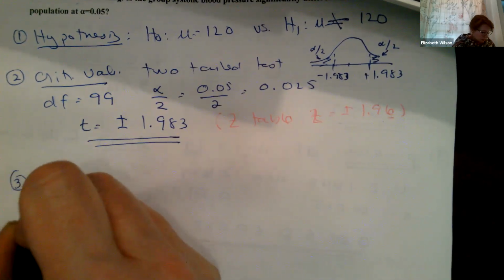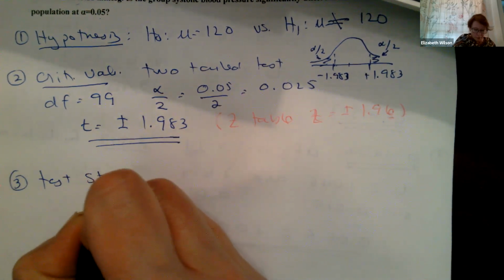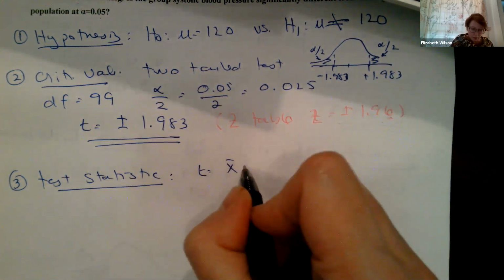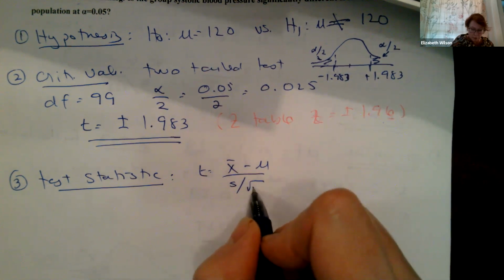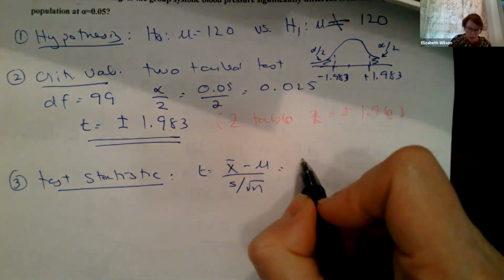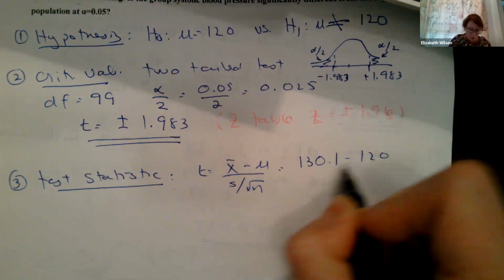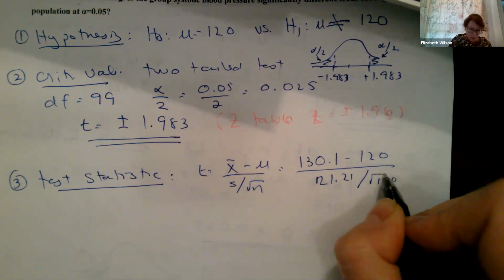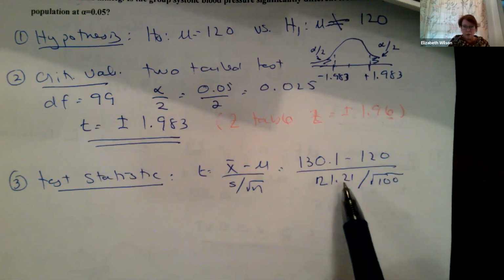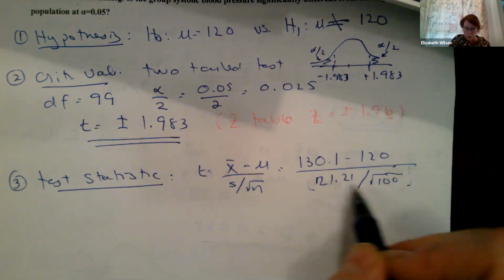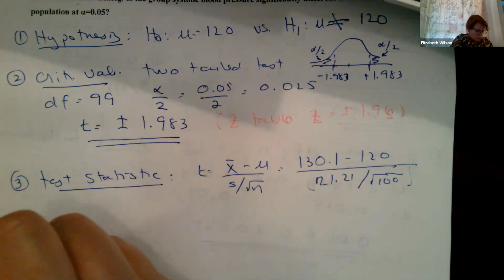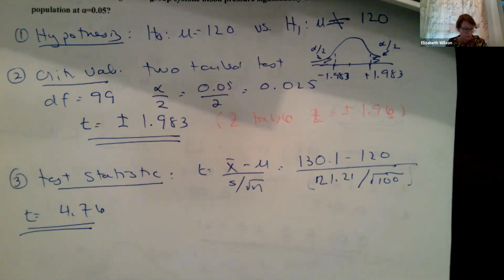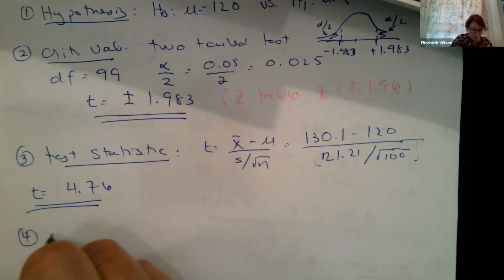All right, so I need to come up with a test statistic based on my data. I have to calculate t equals my sample mean minus the population mean, over the sample standard deviation over the radical of my sample size. Let's write in our values: 130.1 minus 120, all over 21.21 over radical 100. I'm going to subtract, multiply, divide. Watch out if you're doing this on your calculator all in one swoop that you have parentheses around the bottom. So my t-value equals 4.76. Whoa, that's way off the chart, right? That's pretty good.